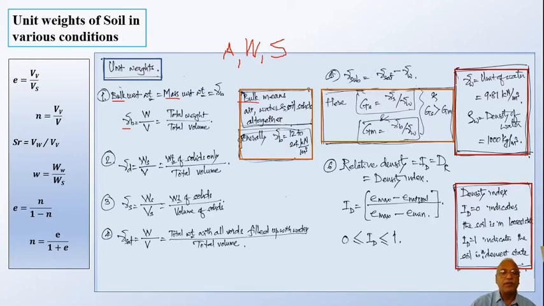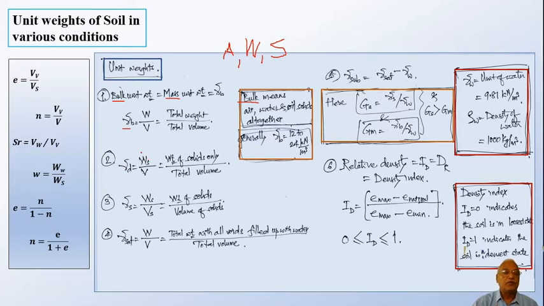Generally, gamma B, the bulk unit weight, will be of the order of 12 to 24 kilonewton per meter cube. Generally 16 to 18 kilonewton per meter cube would be the bulk unit weight if the soil is very compact and water content is reasonably less. Okay, what is meant by dry unit weight? The notation is gamma with a suffix d. It is dry unit weight.